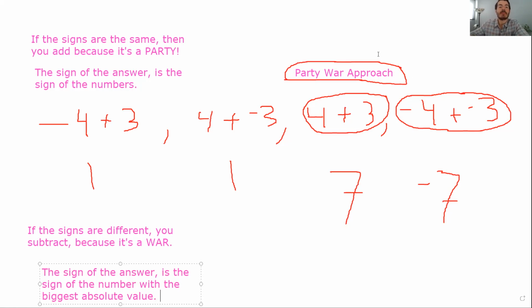So the number that has the biggest absolute value is going to give its sign to the answer. In this case, the 4 is bigger than the 3. The 4 is negative. The answer is negative. In this case, the 4 is still bigger than the 3. The 4 is positive. The answer is positive. All right. So a whole bunch of different ways to solve these addition and subtraction problems.